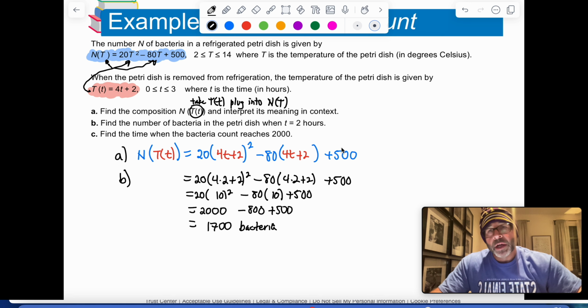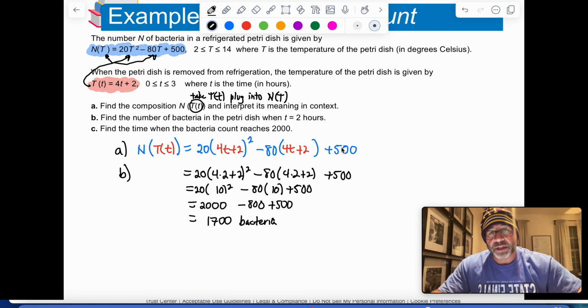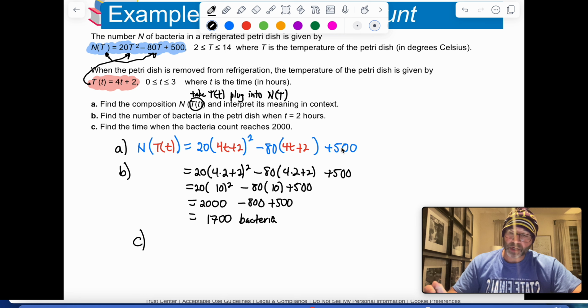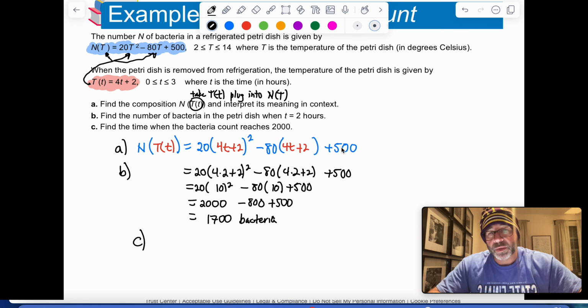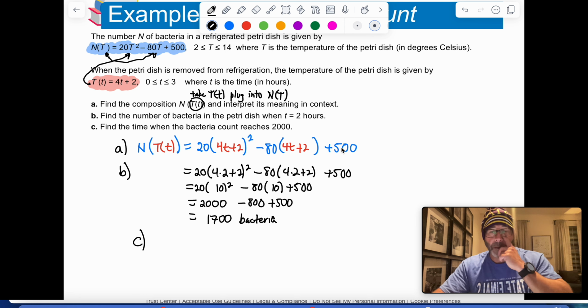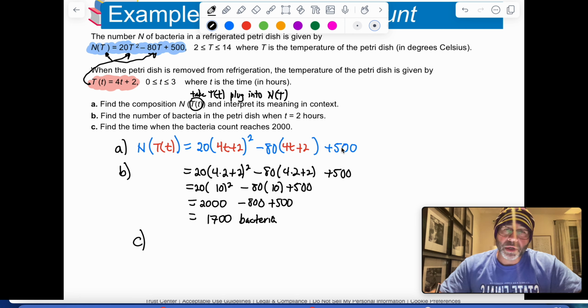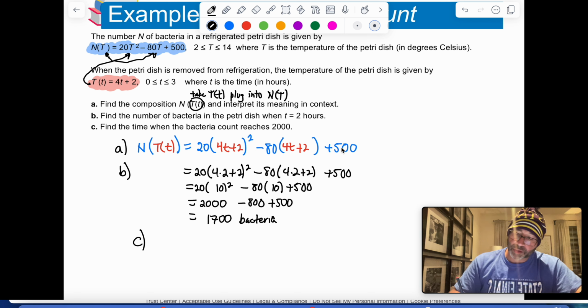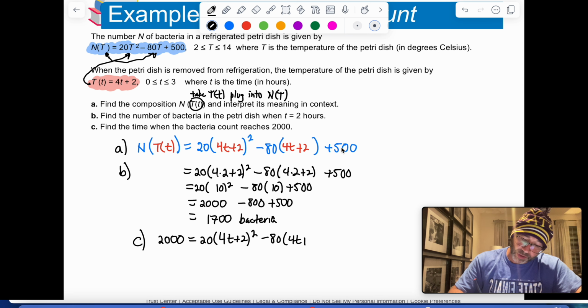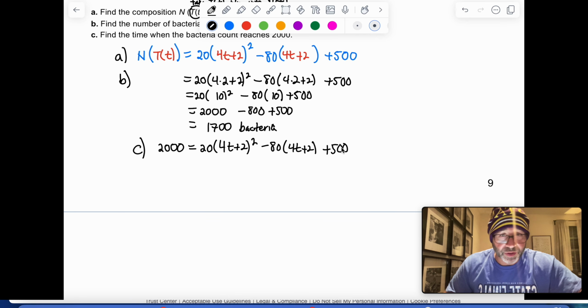Okay. For part C, it says find the time when the bacteria count reaches 2,000. Now this one's going to require a little bit more work. Okay. So when the bacteria count is going to reach 2,000, and we're asked to find t, we're going to actually solve for t. Okay. And so 2000 is what's going to go on the left side here. And we have 20. And we're going to have 4t plus 2 squared minus 80 times 4t plus 2 plus 500.